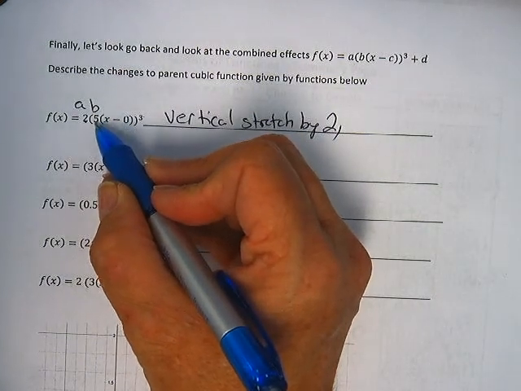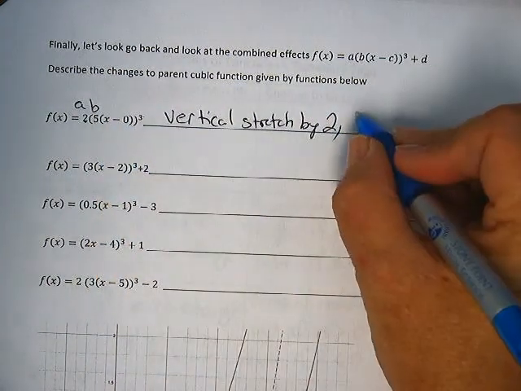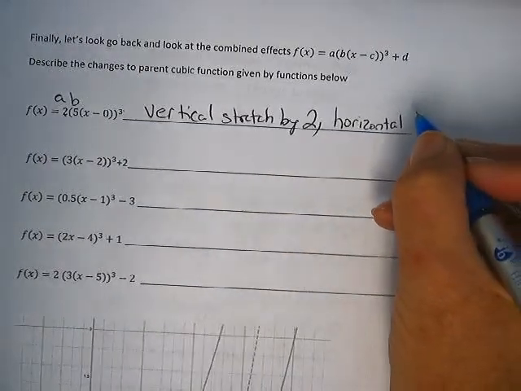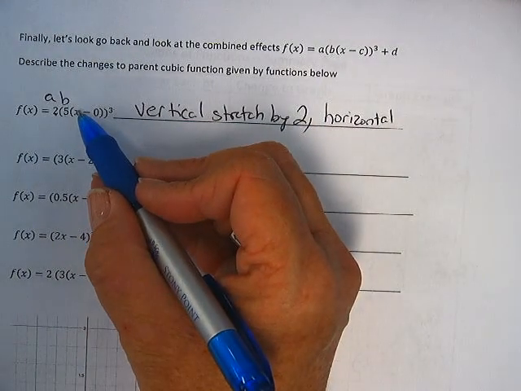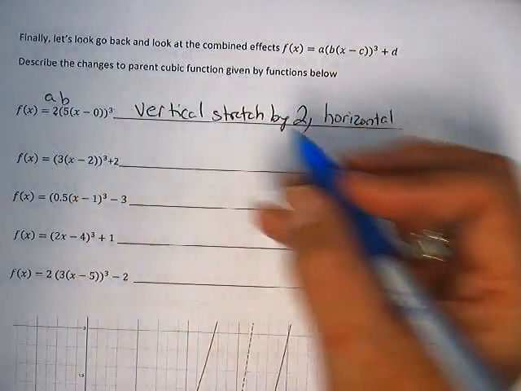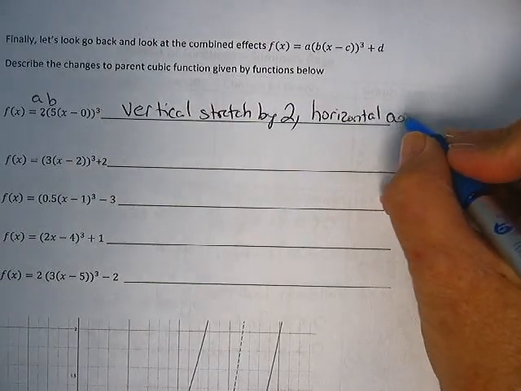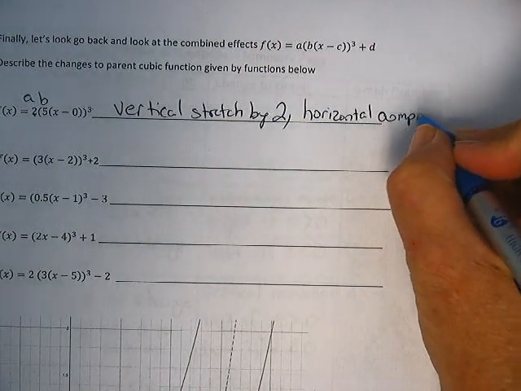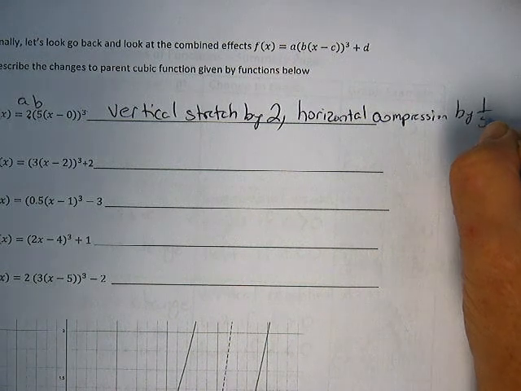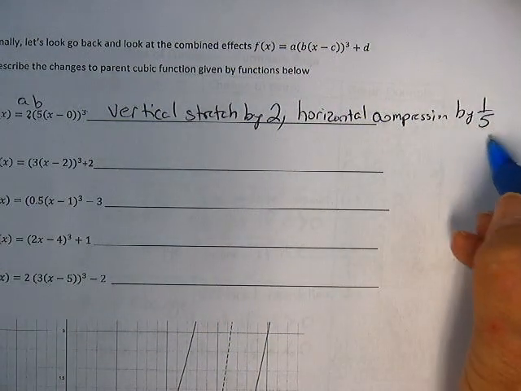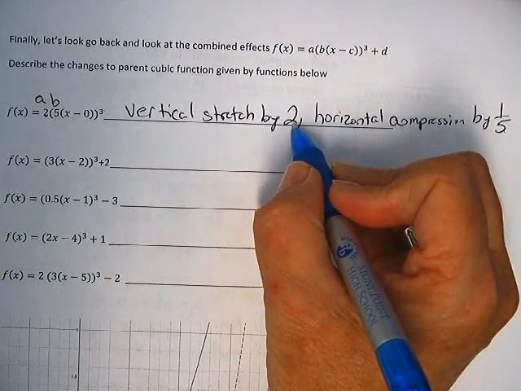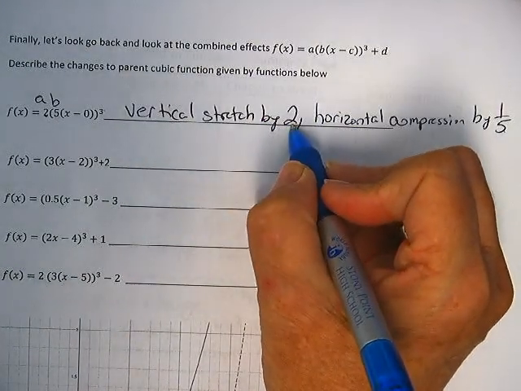B, since b is 5, that's going to be a horizontal. And is that a stretch or compression? So remember, if b is greater than 1, it's going to be a compression. So horizontal compression by 1 over 5. So it's compressed inwards by 1/5 and stretched upwards or downwards by 2.